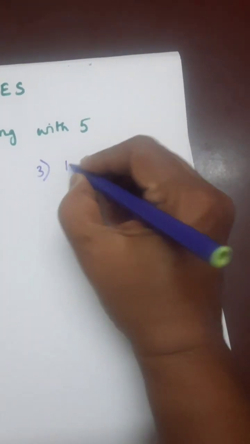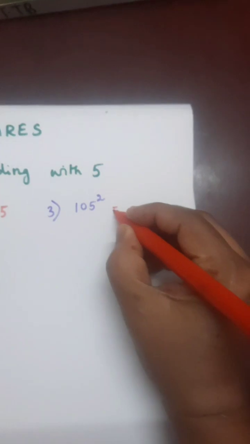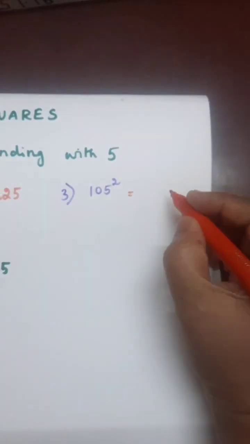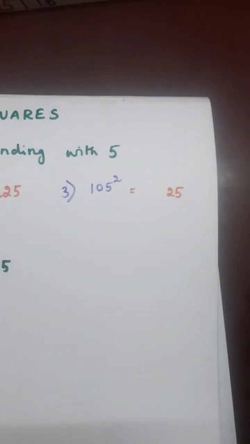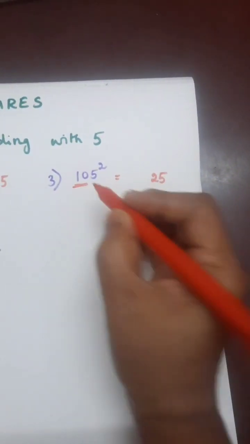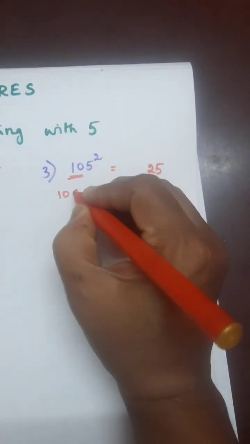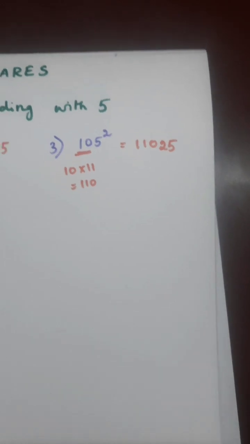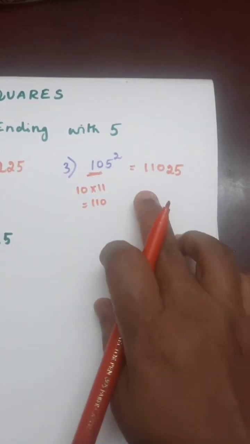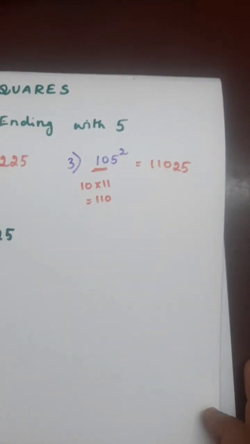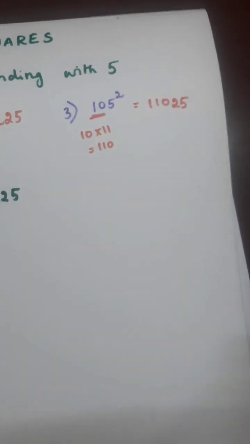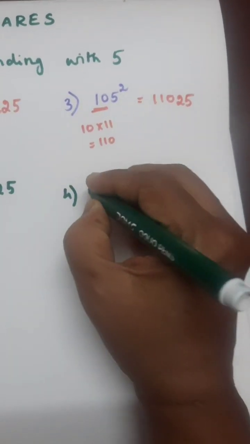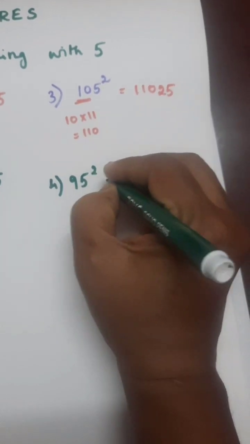Third example, 105 the whole square. As usual, it ends with 5, so the last two digits will be 25. And the initial digits will be 10 into 11, that is 110. So 105 square is 11025. That's all.